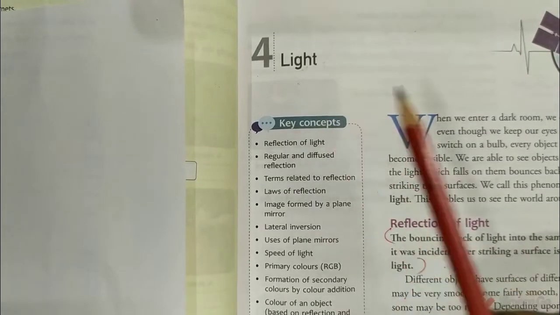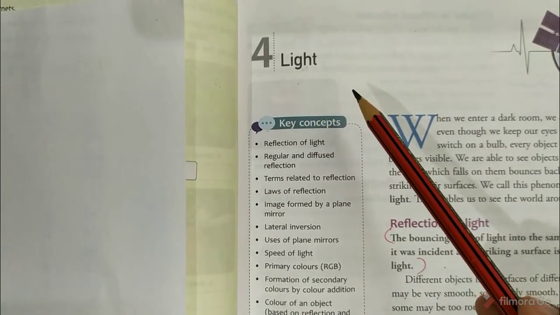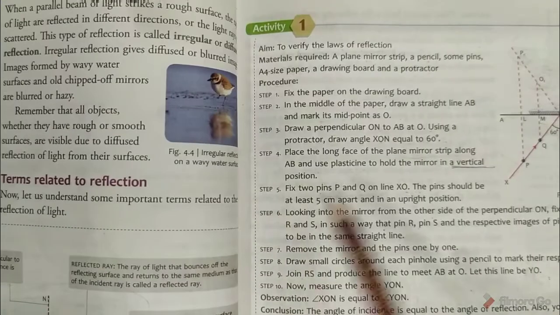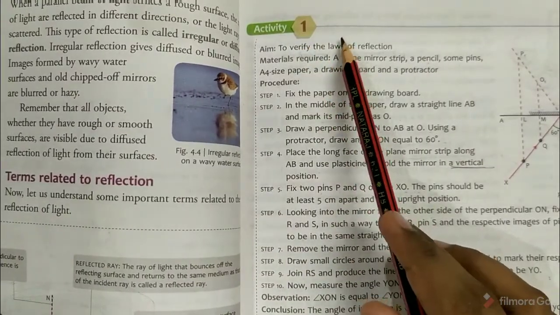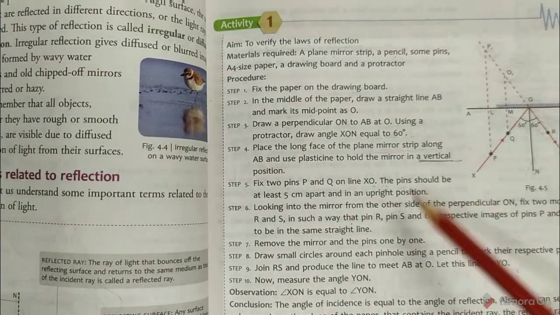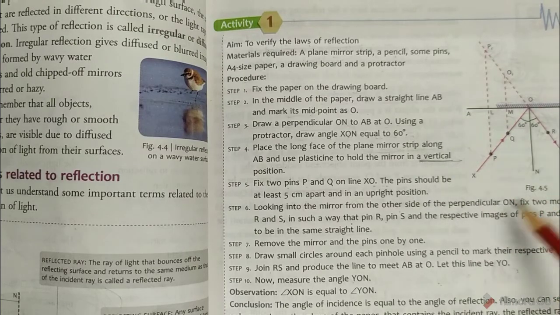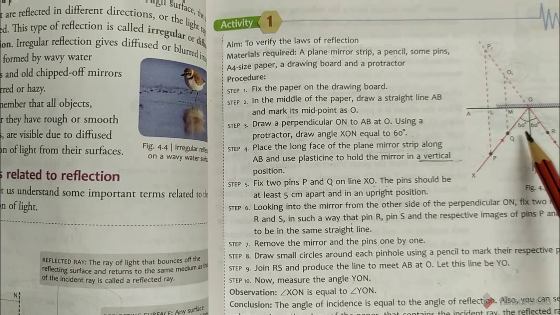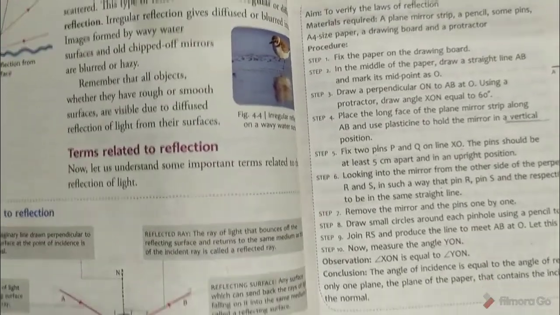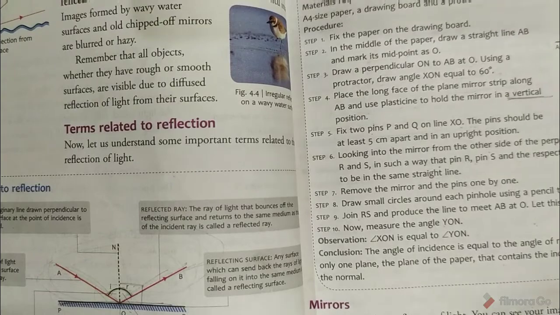Welcome, class 7th. We were doing chapter 4, Light, right? We have studied this chapter till activity 1, and I have also shown you the practical demonstration of how the angle of incidence is equal to the angle of reflection. Now today we are going to discuss one very important question which usually comes in your exam.